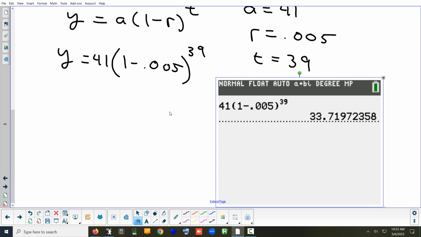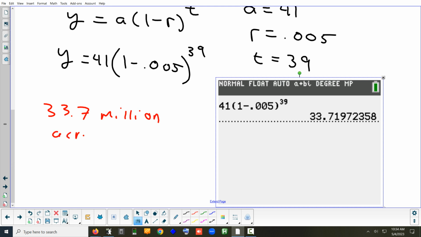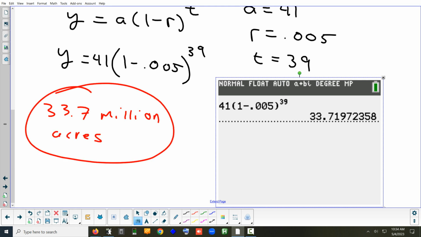So we'd have about... Now, does this mean that there's only 33.7 acres of forest left? What is that 33.7? It's not just 33 acres. It's million. So we'd have about 33.7 million. What did they measure it in? Was it acres? Yeah, acres, left. So we started with 41, now we're down to 33.7. Question on that?